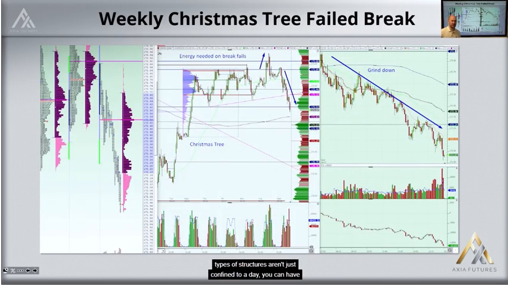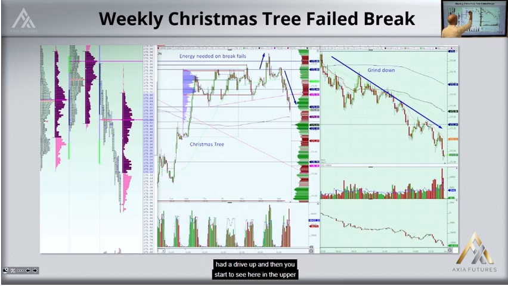And these types of structures aren't just confined to a day. You can have these types of structures on a weekly basis. This is a weekly Christmas tree. So a move generated by a reasonably fast early move in the week, or over a few days in fact, so it's not quite a week, but it's over a period of a number of days. So this runs from, if you could take it from all the way down here, Tuesday through to Friday, so the back end of a week.